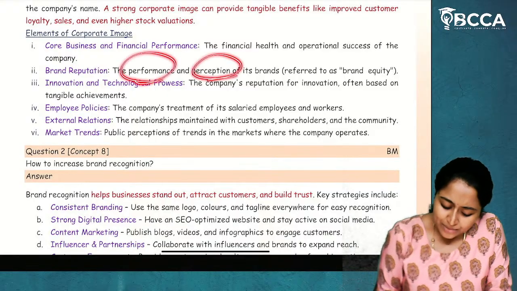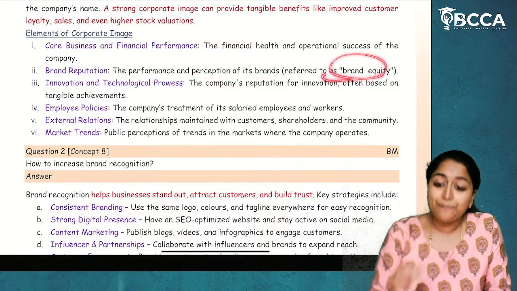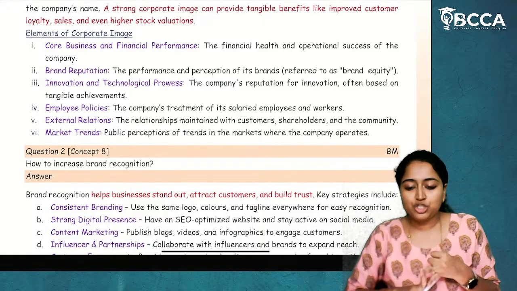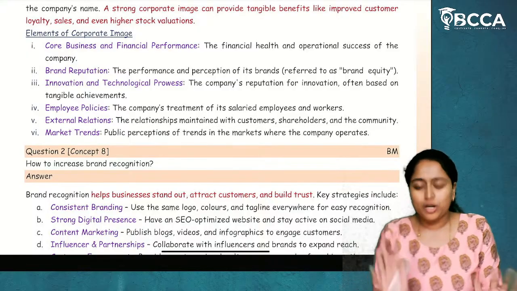The performance and perception of its brand is referred to as brand equity. So if a brand is there, which means it is having a good corporate image. If there is no brand, which means no corporate image.